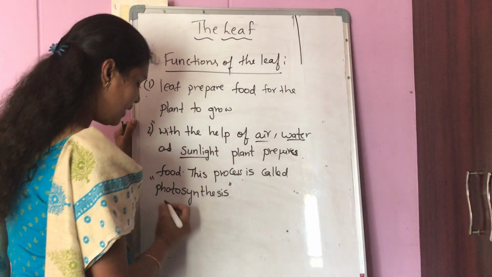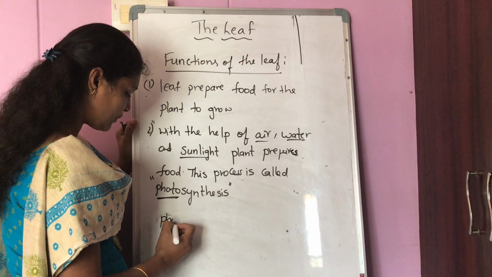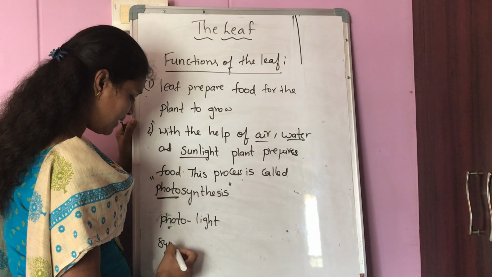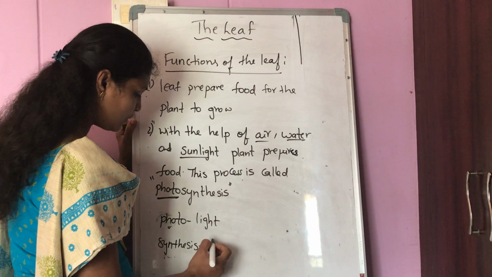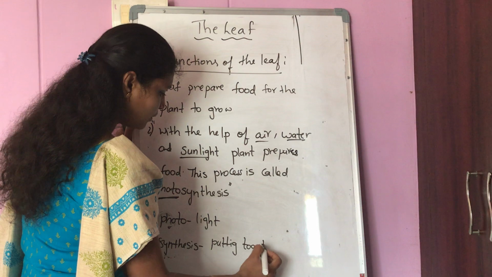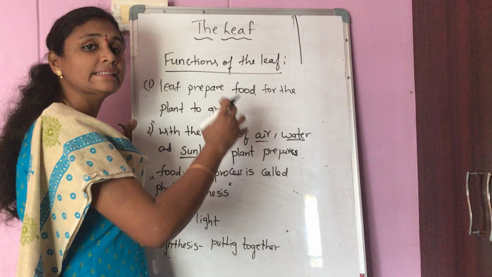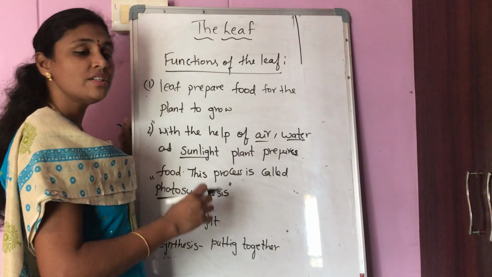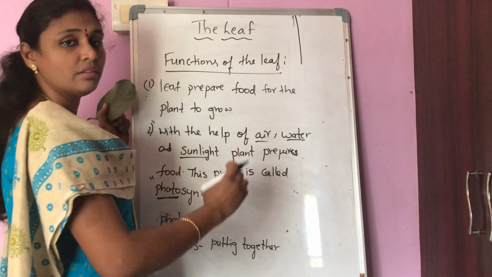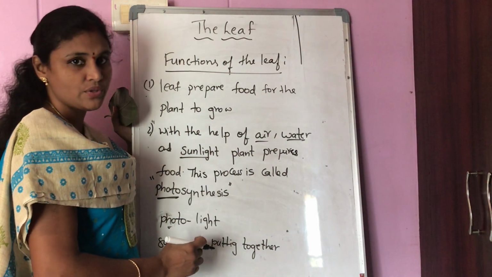Here, photo means light, and synthesis means putting together. What helps the green leaf to get all those things? Sunlight. Sunlight gives the energy for the leaf to prepare the food. It combines air and water and then it prepares food. That process we call photosynthesis.